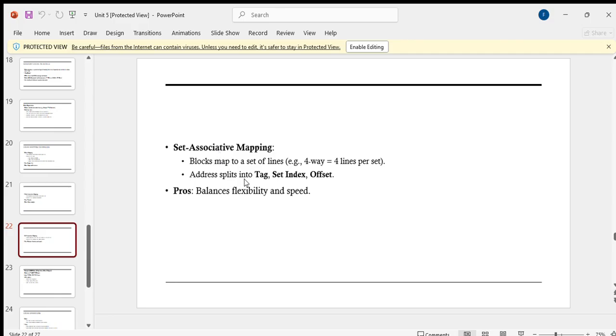The address is split into tag, set index, and offset. The tag identifies the memory block. And what do we mean by set index? The set index determines which set the block can be placed in. Let's say we have an interval of 3 cars, car 1 being index 0, car 2 being index 1, and car 3 being index 2. That's what we mean by the index.